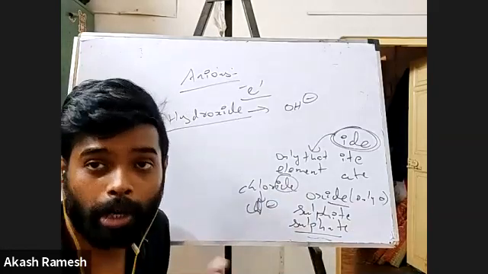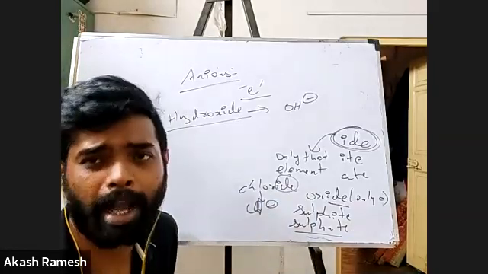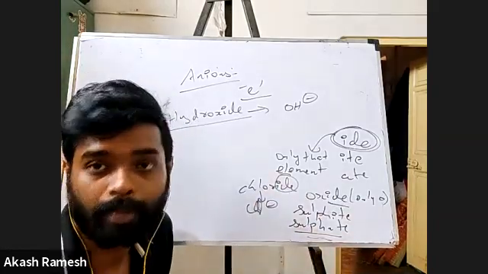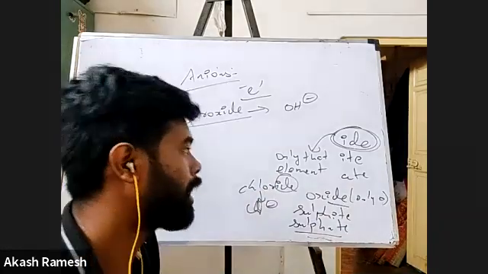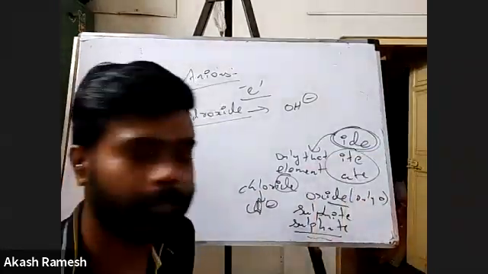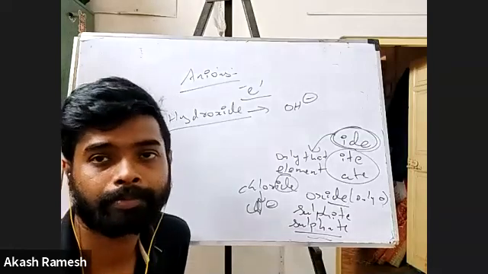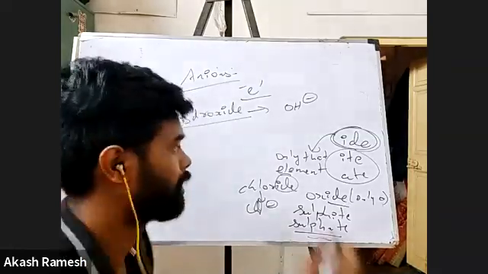Okay, monoatomic anion. Only that element is present. You can understand from the examples here. Okay, fine. Now, what about these two, sir? What about ITE and ATE? Okay. Now, please understand, people.